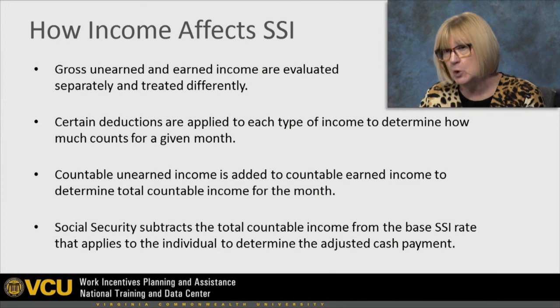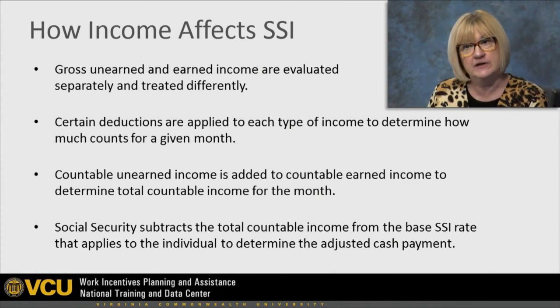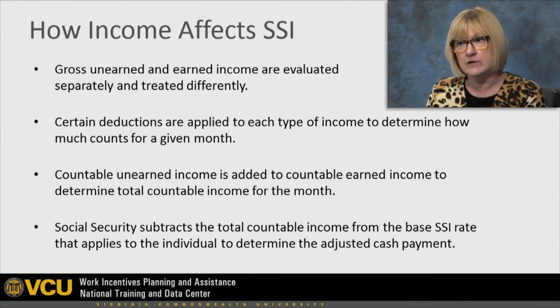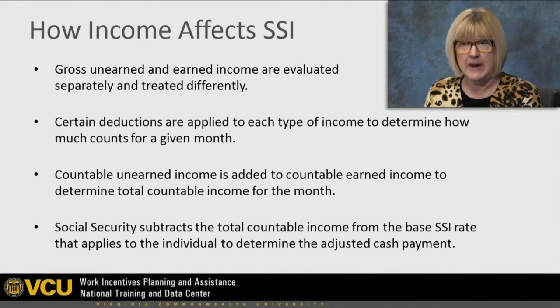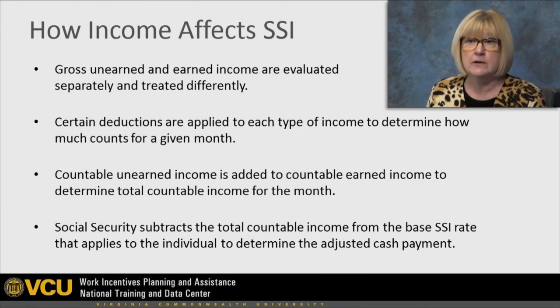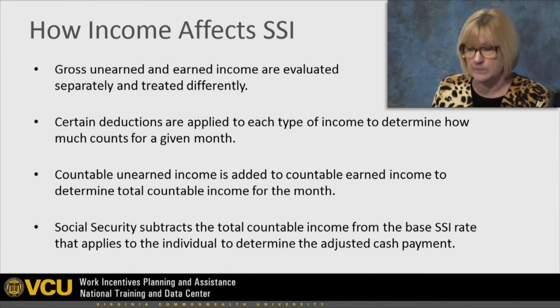Countable unearned income, that's what we call unearned income after all allowable deductions are taken, is then added to the countable earned income. Again, that's what Social Security calls the amount of income after deductions have been taken. They add those together, and then they subtract the total countable income that a beneficiary has from that individual's base SSI rate to determine how much cash payment is payable, if any. If it's a lot of countable income, it could result in no cash payment being due to an individual. It's just something to think about.